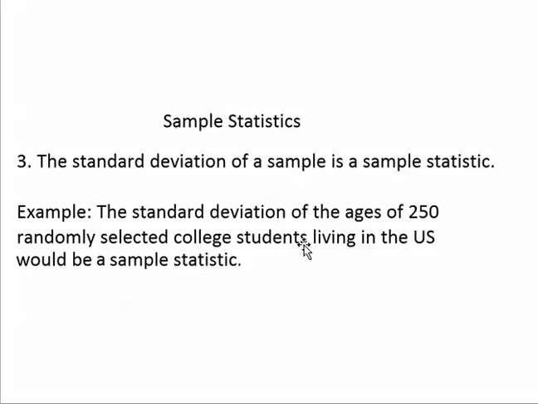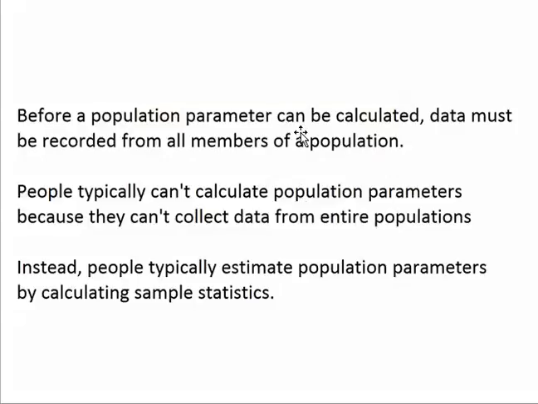So I said that any value calculated with data from an entire population is a population parameter, and any value calculated with data from a sample is a sample statistic. Usually, population parameters can't be calculated because a population parameter can only be calculated after data has been recorded from all members of the population. And we know that it's usually not possible or practical to collect data from all members of a population.